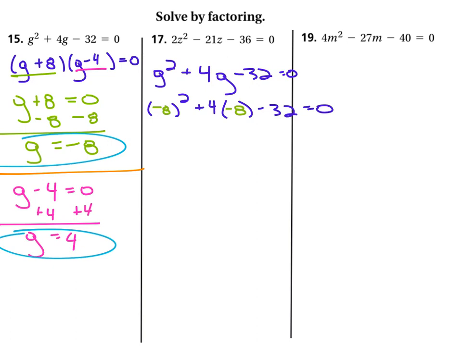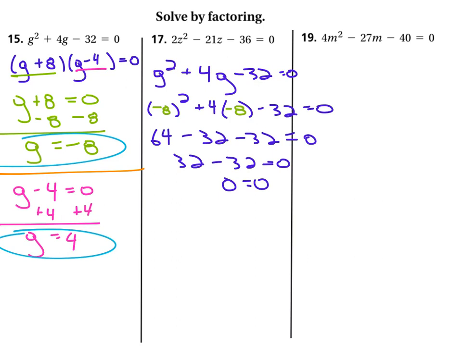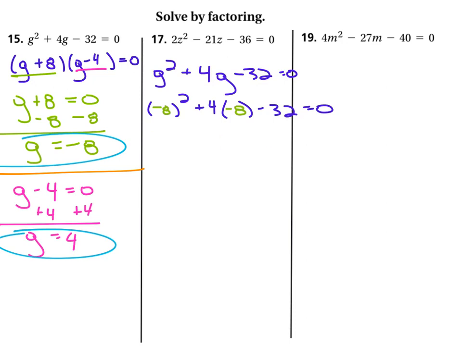Well, negative 8 squared is 64. And 4 times negative 8 is negative 32. And then when we simplify it, 64 minus 32 is 32. And 32 minus 32 equals 0. So you can see that negative 8 plugged in everywhere for g did result in 0, like we expected it should. Okay? So now let's do that again, but let's try the other number.